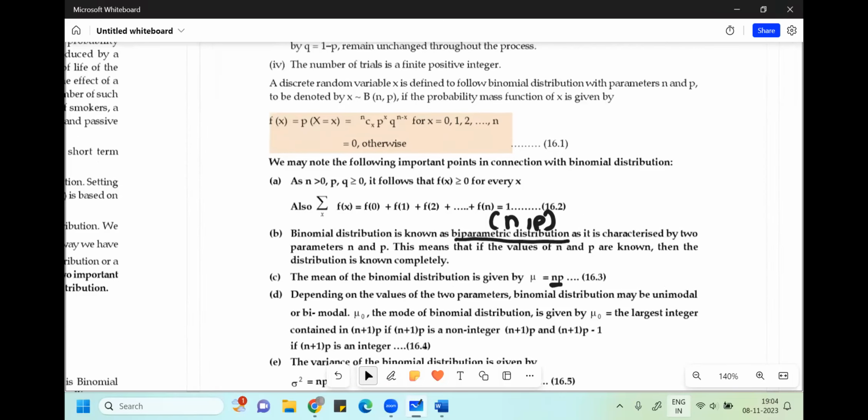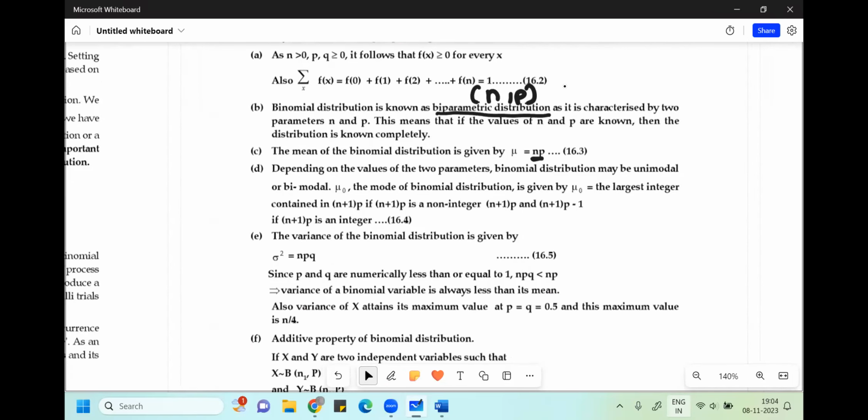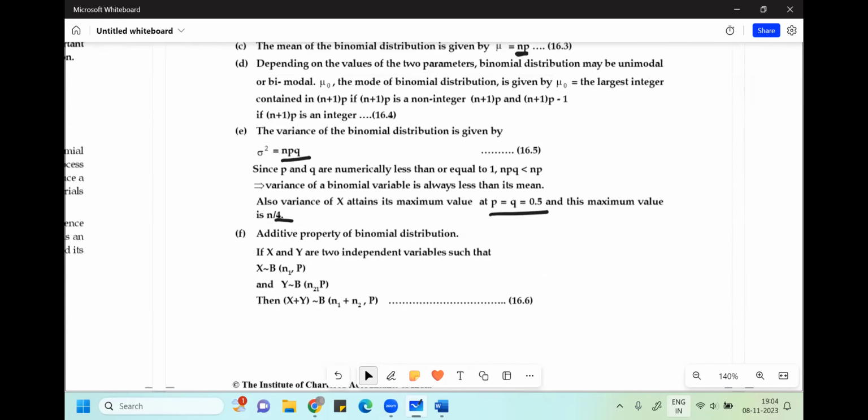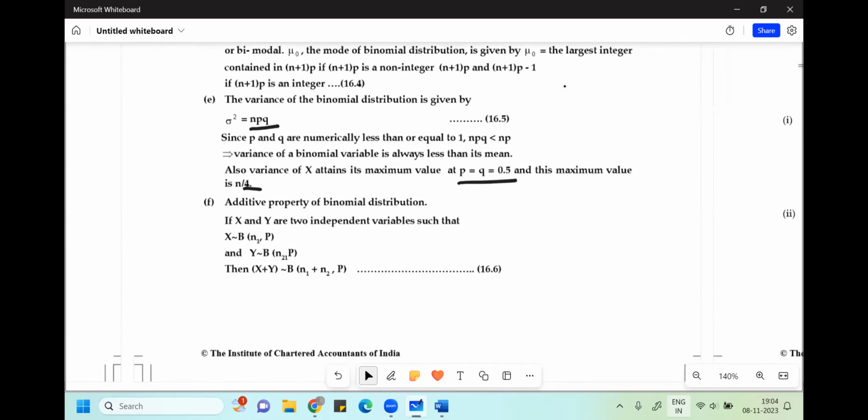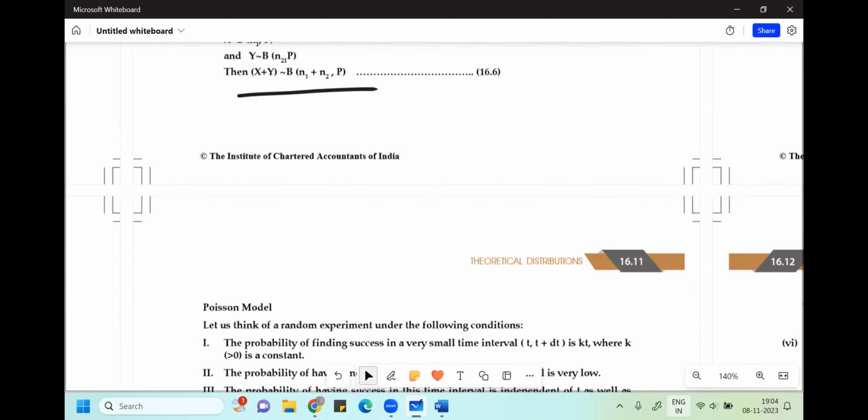The formula and all is being given to you. Variance is n into p into q. Your variance will attain the maximum value when p and q are equal to 0.5, and the maximum value is n by 4. This is additive probability, you can remember this. If you add two binomial distributions with parameters n1, p and n2, p, then you will get a distribution with parameters n1 plus n2, p. The more problems you do, the more you'll understand all this.